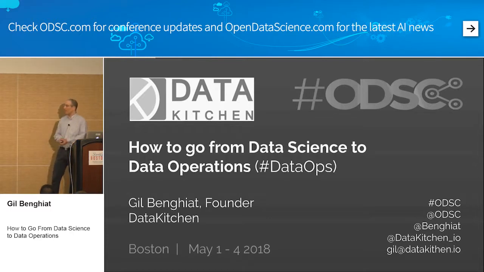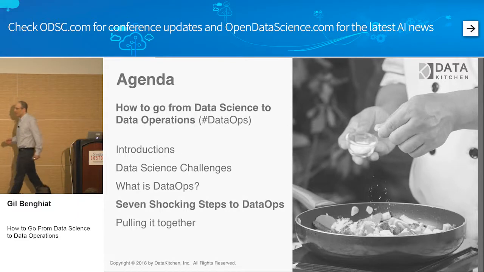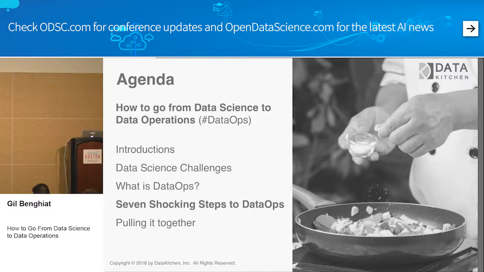So this talk is how to go from data science to data operations. We'll start off with some introductions, and then a little bit on what some data science challenges are, which is really the focus of this talk. And then we'll say, what is data ops? It's a relatively new term. At the beginning of 2017, no one really used it, except Andy Palmer originated it from Tamr. But it's really taken off in 2017 and seems to be gaining steam in 2018. And then most of the talk will be the 7 shocking steps on how to do data ops, how you can implement it. And then we'll have a quick pull it together.